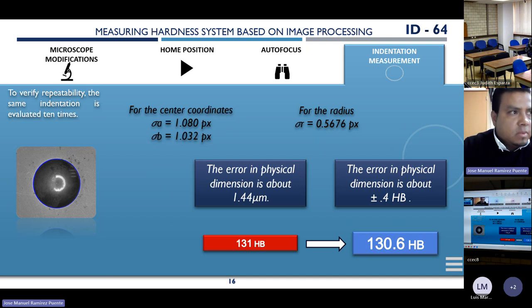To verify repeatability, the indentation measurement was performed 10 times. The standard deviation for the center coordinates and the four radii are calculated. Consequently, the physical error is 1.44 micrometers, which is equivalent to plus or minus 0.4 HV.